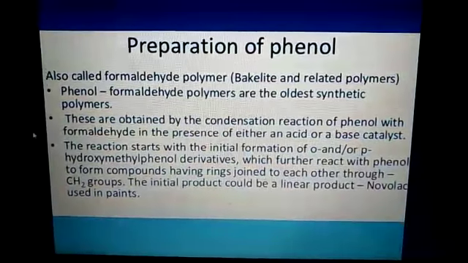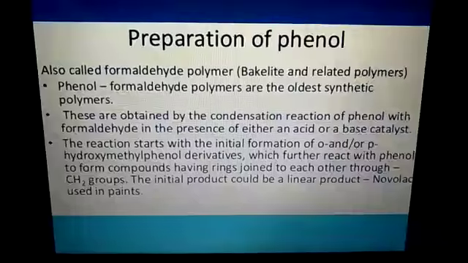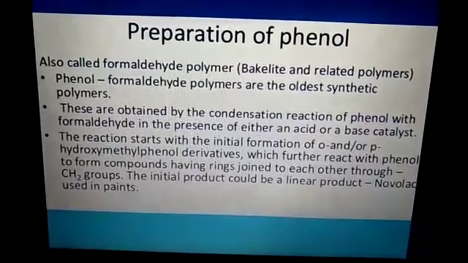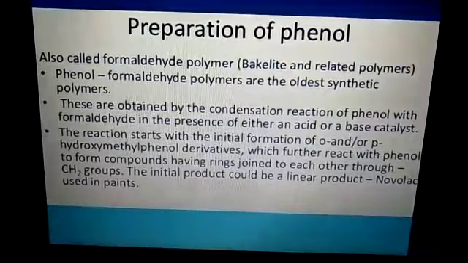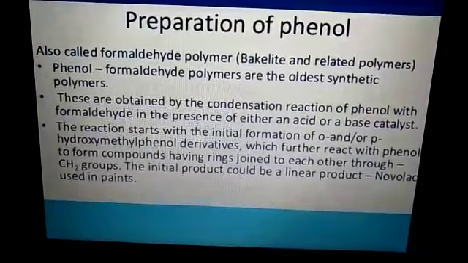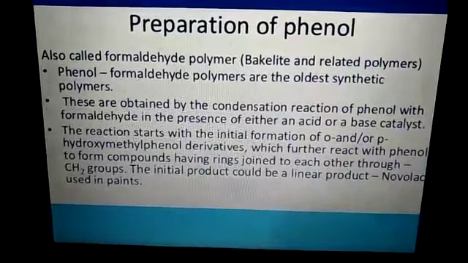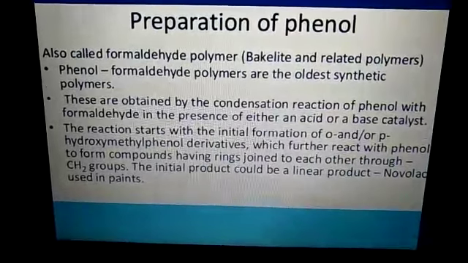Now come to the phenol. Preparation of phenol formaldehyde polymers. Phenol formaldehyde polymers are the oldest synthetic polymers. These are obtained by the condensation reaction of phenol with formaldehyde in presence of either an acid or a base as a catalyst.